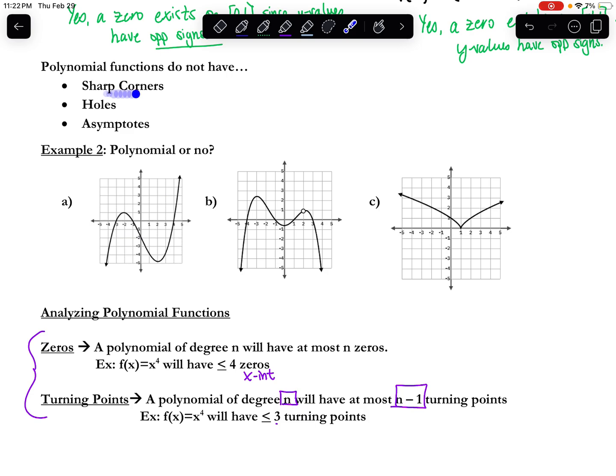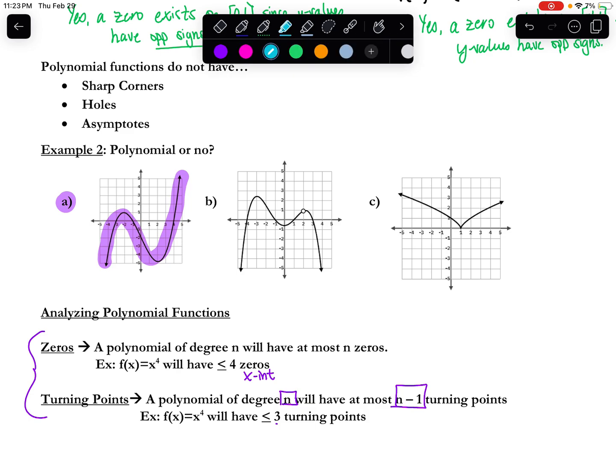But what they should not have are sharp corners, holes, or asymptotes. So if we see these three graphs, we can see that graph A is a polynomial. It's nice and smooth. It goes on forever to the left and to the right. No holes or asymptotes or anything like that. However, in graph B, we have a hole here, which makes this not a polynomial. And in graph C, this has a sharp corner, which says that this cannot be a polynomial. So beware that when you're graphing your polynomial graphs, make sure they're nice and fluid like this one.